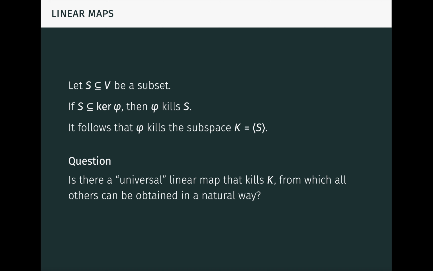A question we can ask is: is there a universal linear map that kills K, from which all other linear maps that kill K can be obtained in a natural way? If so, it seems like it would be worthwhile for us to find it, because by doing so, we would fully understand what it means to kill K, and hence what it means to impose relations making the vectors in S become 0. Let's explore more precisely what such a universal map would even be.